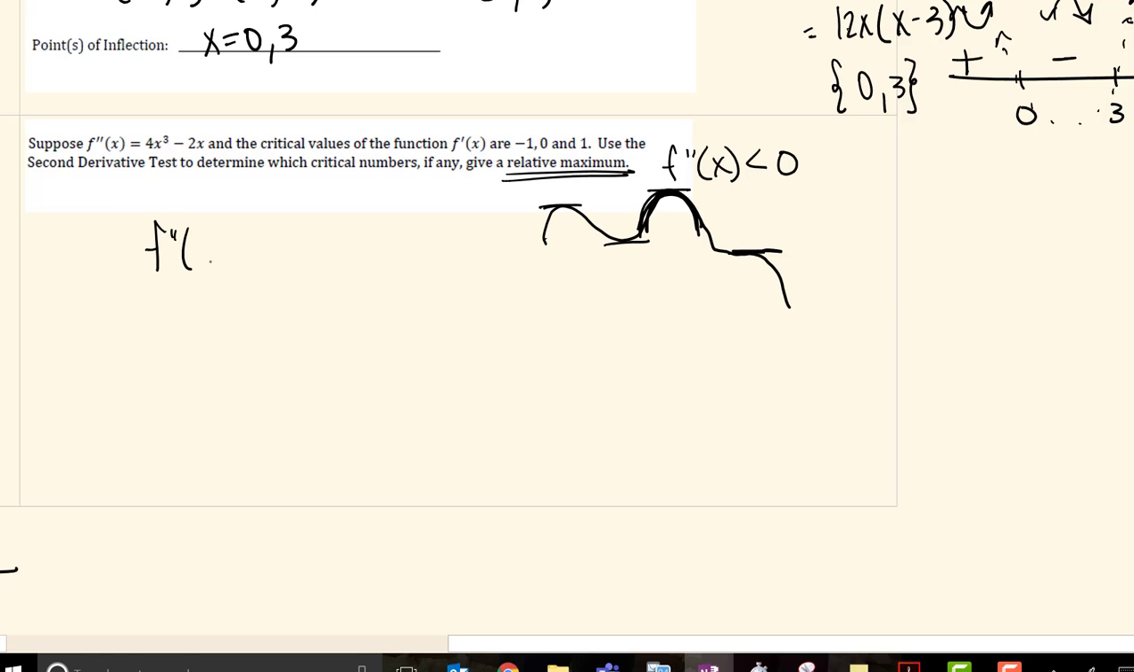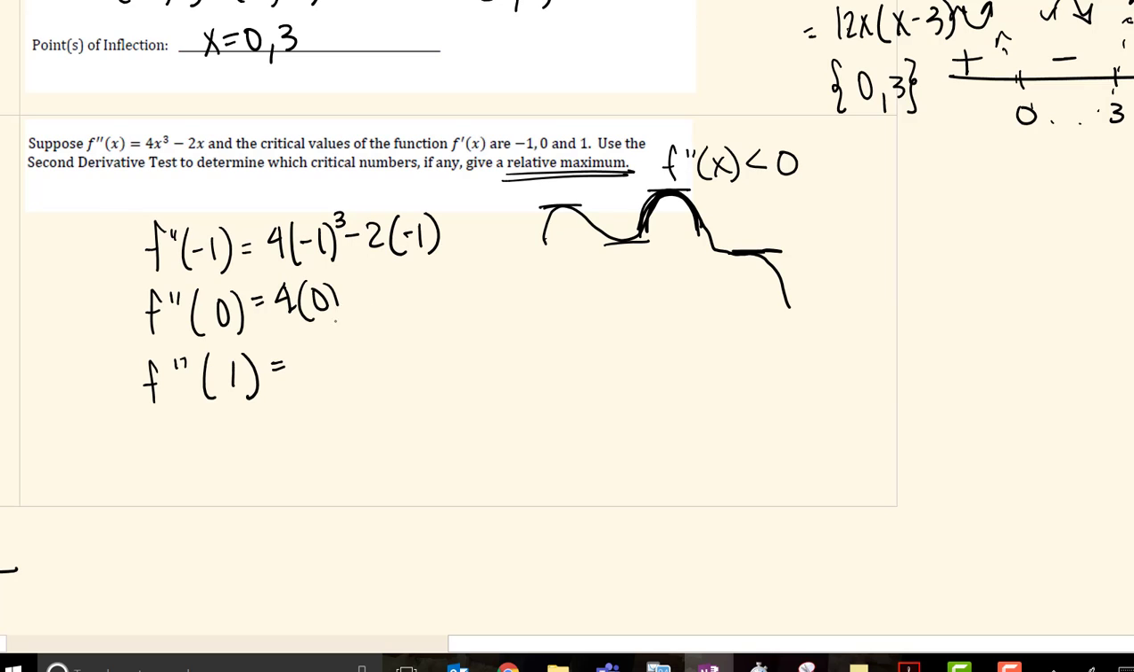We want to know what is f double prime of negative 1, what is f double prime of 0, and f double prime of 1. And remember, I don't care much about the exact value. I care more about the sign of that value. So we have 4 times negative 1 cubed minus 2 times negative 1, 4 times 0 cubed minus 2 times 0, and then 4 times 1 cubed minus 2 times 1. This is going to be a negative number and a positive. So right here we have negative 4 plus 2. So this is going to be negative. This guy right here is going to be 0.